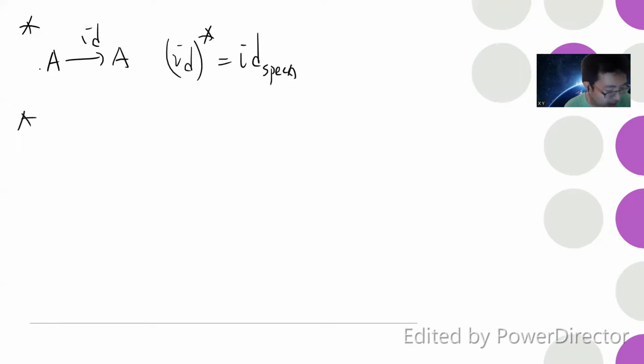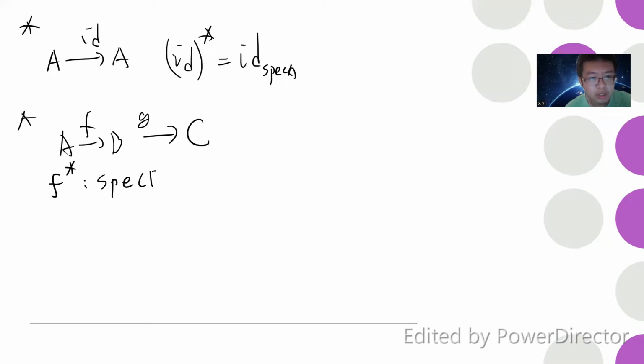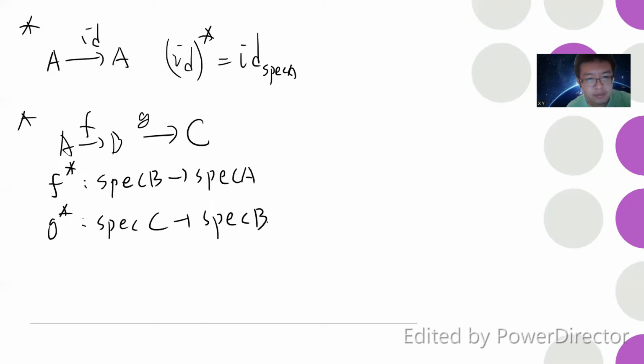Now obviously, if you have F from A to B, a ring homomorphism, and G from B to C, a ring homomorphism, you can create F star, which is from Spec B to Spec A, and then you can also define G star from Spec C to Spec B. So obviously you will have the following: G circle F, take the star, will give you F star G star.